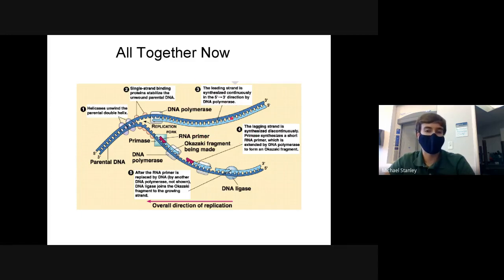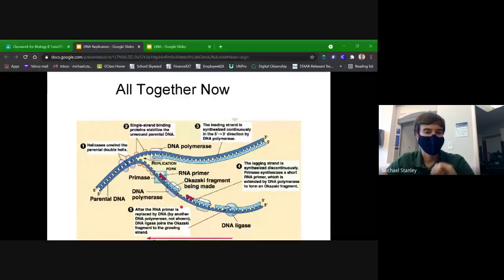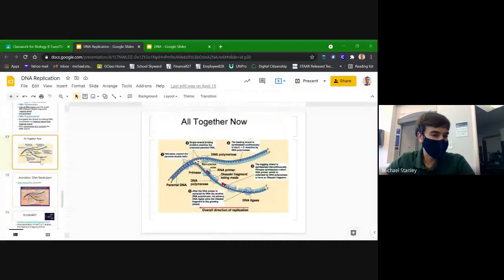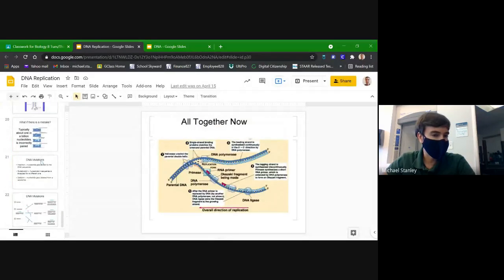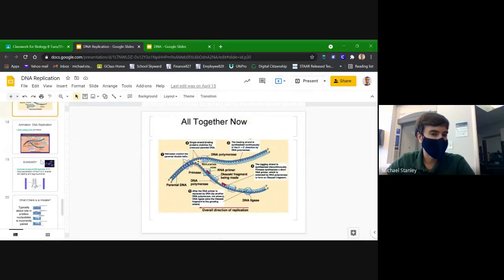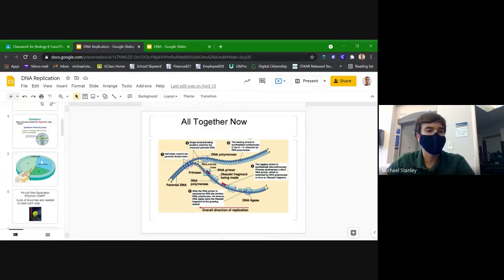So again, we have our leading strand, which is going along smooth as silk. Polymerase 3 is putting down all that DNA. And then on our lagging strand, we're having the primer and then filling it in, and putting down a primer and filling it in. And then eventually, polymerase 1 will come along, take out that primer, and put down some nice blue DNA. So I think that's pretty much all you need to know about DNA replication.